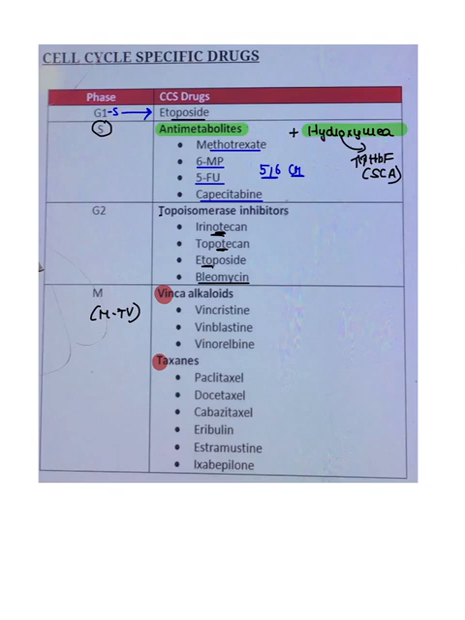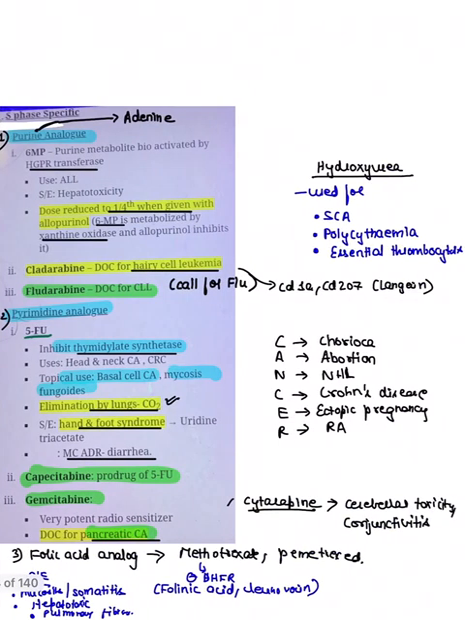Then G2. In G2 we have irinotecan, topotecan, etoposide, and bleomycin. These are the 4 drugs that come under topoisomerase inhibitors, G2 drugs. Then we have M phase. So remember TV: taxanes and vinca alkaloids. Of the vinca alkaloids we have mainly 2 drugs, vincristine and vinblastine. In taxanes we have all the taxol drugs, paclitaxel, docetaxel, and other drugs which are not so important to remember. Now coming on to drugs one by one.